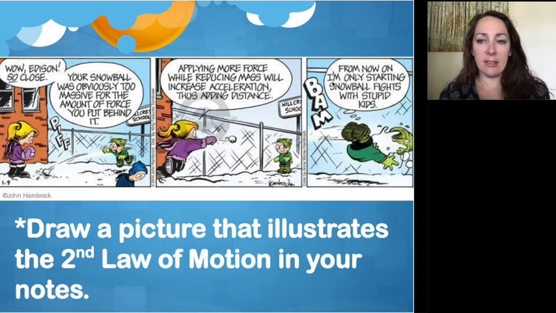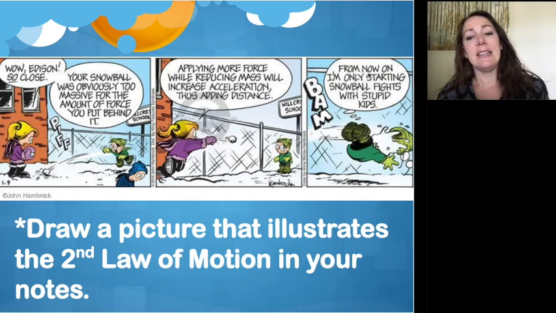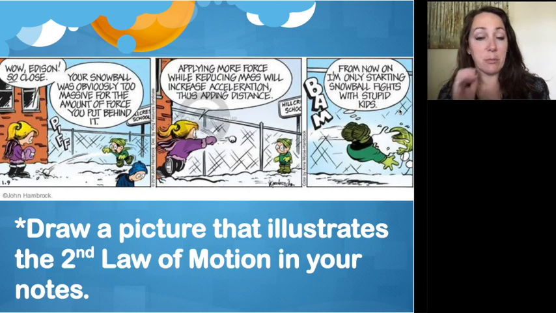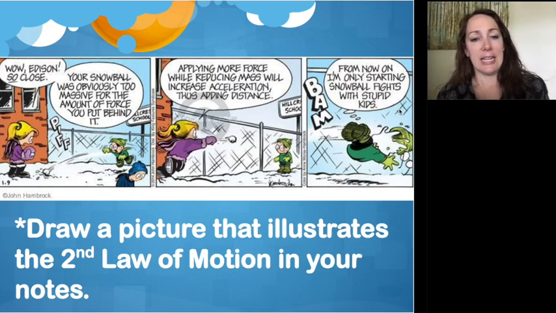So here's an example that illustrates Newton's second law of motion. You've got a little girl and a little boy on the playground. Little girl says, "Wow, Edison, so close. Your snowball was obviously too massive for the amount of force you put behind it." The snowball never hit her. She goes on to say, "Applying more force while reducing mass will increase acceleration, thus adding distance." She chucks that snowball at him, hits him square in the face. He says, "From now on, I'm only starting snowball fights with stupid kids." So what he's saying is this girl was very smart and she knew that she had to apply more force to that snowball to get it to increase in distance and speed.